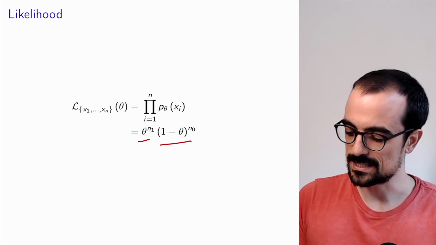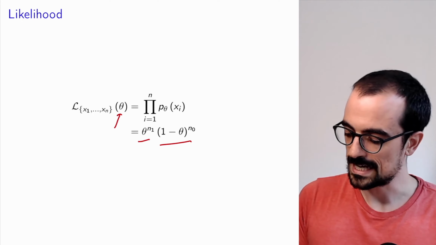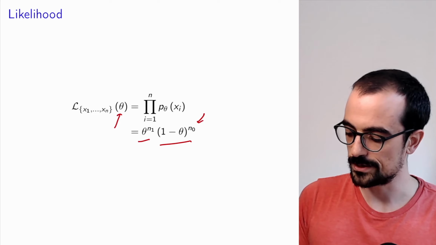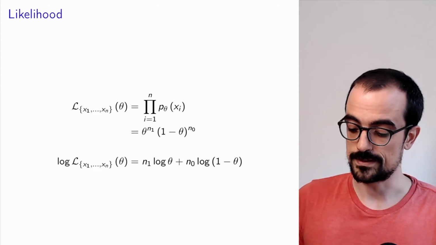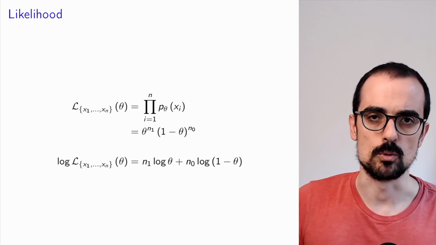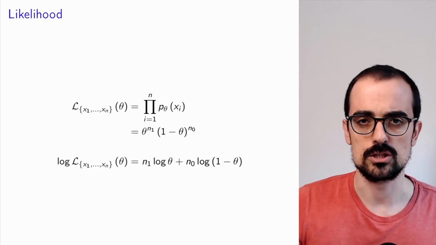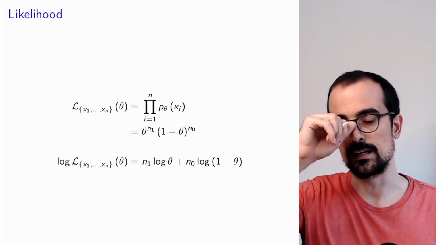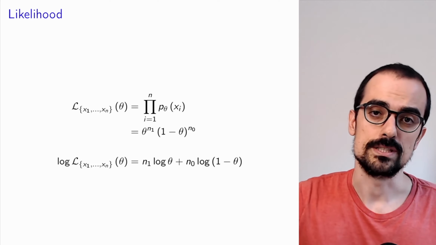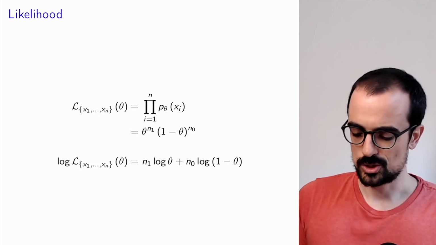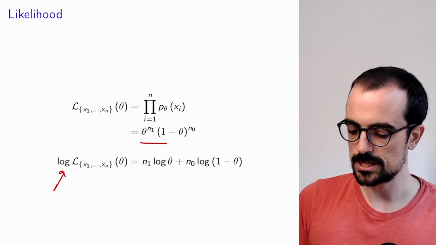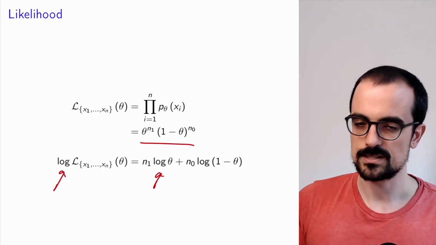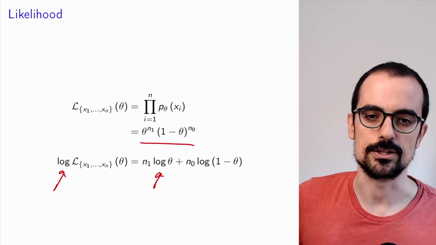Remember that this is a function of theta and that the data are fixed. So here the number of 0s and number of 1s are fixed. So now we can plot this as a function of theta. We're going to plot it in a moment. We will see that the values are super small because we're multiplying these values between 0 and 1 many times. So it makes more sense to use a logarithm. When you take the logarithm of this expression, the products become sums, the powers come down, and you get this.